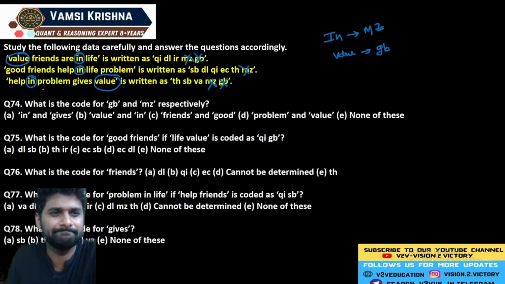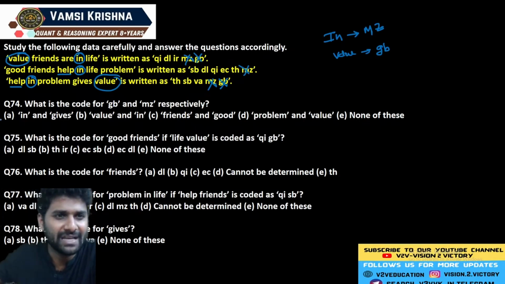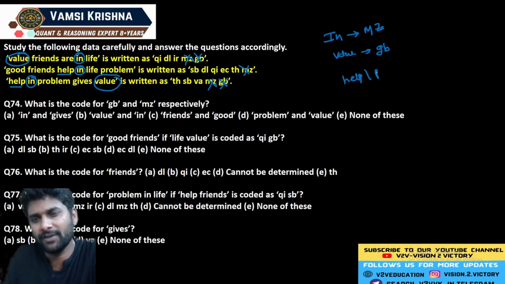Next one. We'll see help and help. SB is repeated. TL is not there. TH is also there. So I think two words are repeated. Help is repeated and another one is repeated. Problem is also repeated. Yes, we have a problem. See, help, problem. If two words are repeated, definitely two words are repeated.